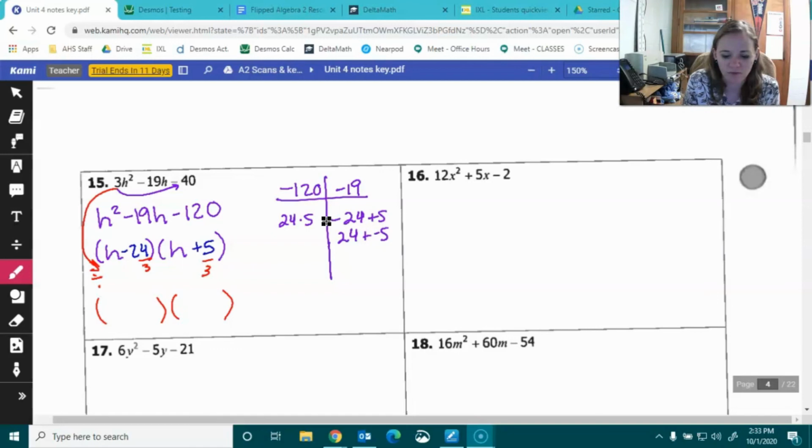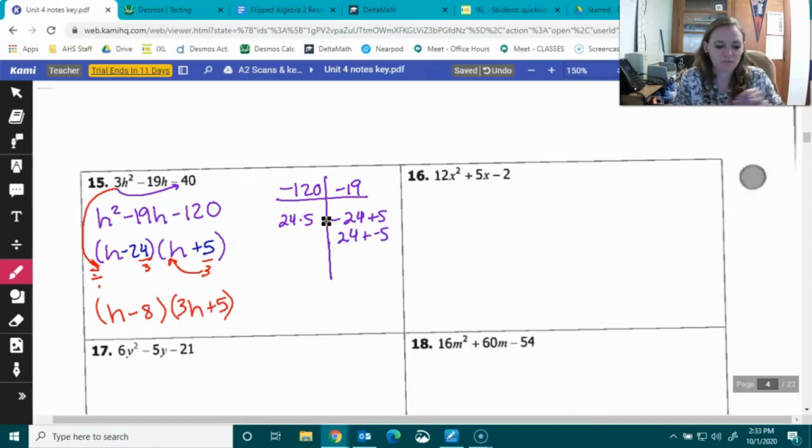So now that you have your two factors, we have to take the coefficient that we got rid of and divide everything by the coefficient. If we get a whole number, great. h minus, this would be an 8. And then this one's going to be my decimal. So instead of making that a decimal, I'm going to go ahead and put that in front of my h, giving it 3h plus 5. Okay, so that was the result of that one.